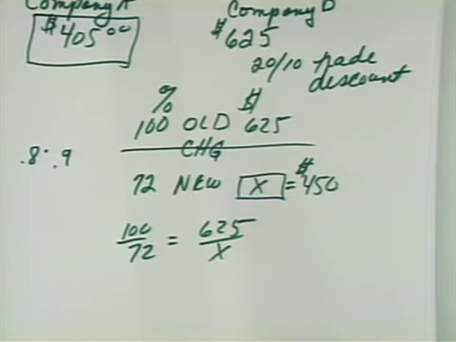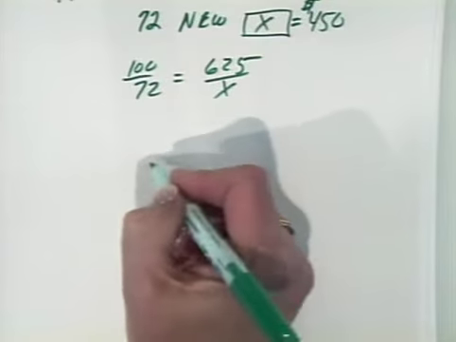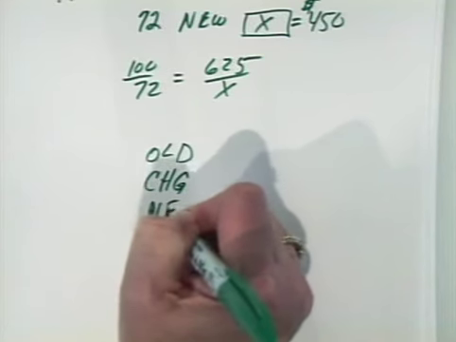Company B is saying $625 with a 20-10 discount. That's $450. You really like dealing with Company B. The question is, what additional discount are they going to have to give you in order to meet the price of Company A? So we're going to do a second old, change, new problem.